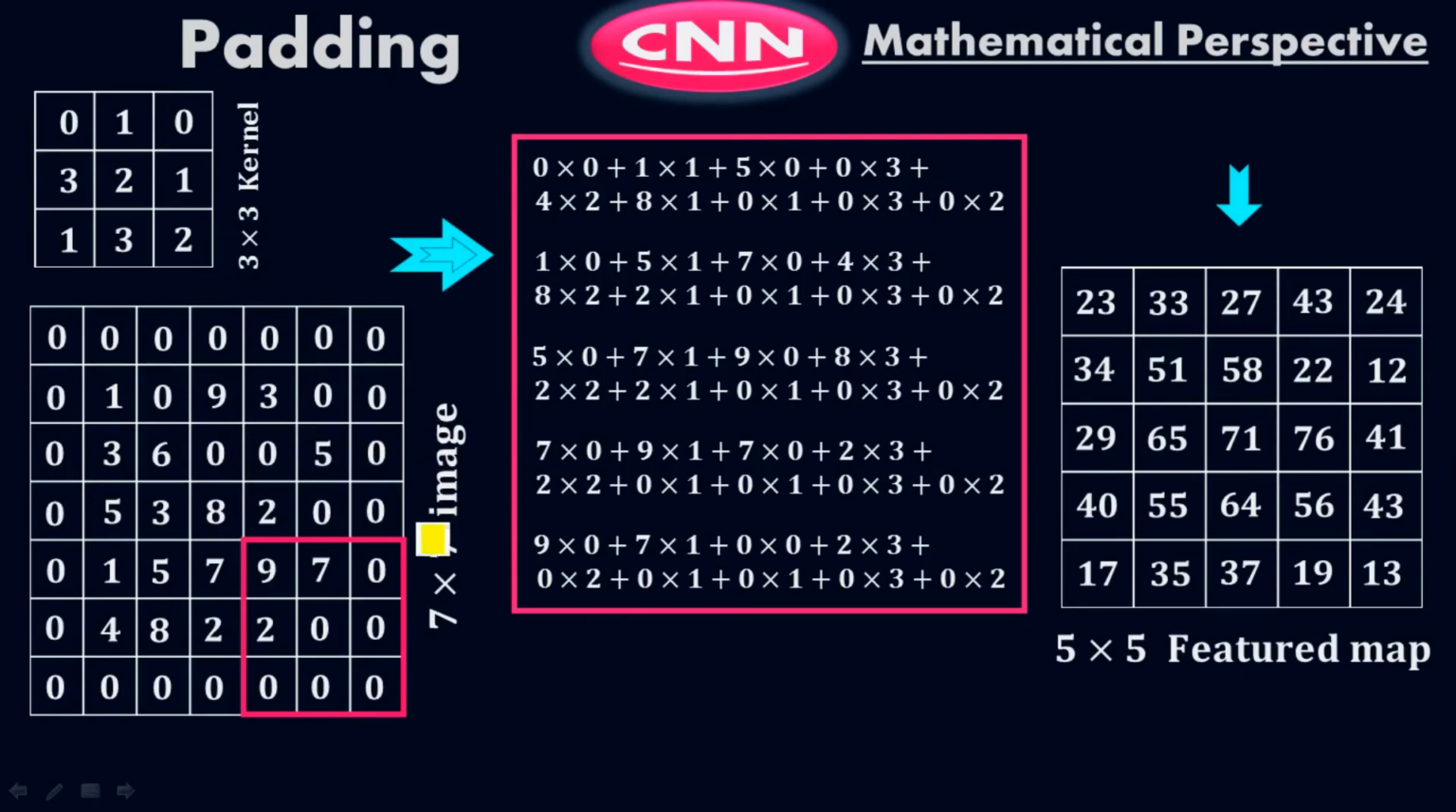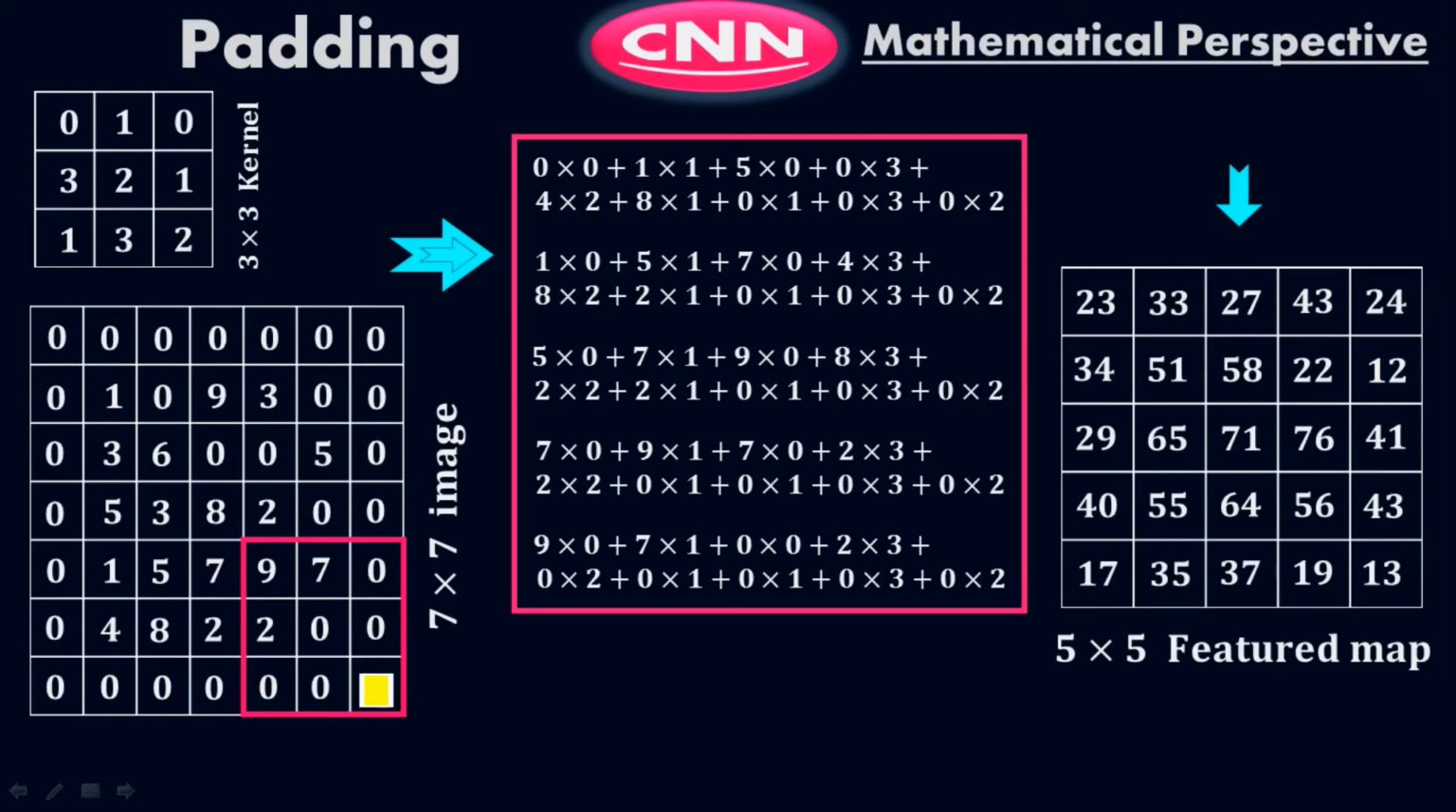Once you reach this point, then leave the third row and start from here, 3 by 3 matrix, and then leave the first column, 3 by 3 matrix, 3 by 3 matrix, again 3 by 3 matrix, and then 3 by 3 matrix. Once you reach this point again, leave the fourth row and start from here, 3 by 3 matrix, then the first column, 3 by 3 matrix, and so on. It depends on the stride value.